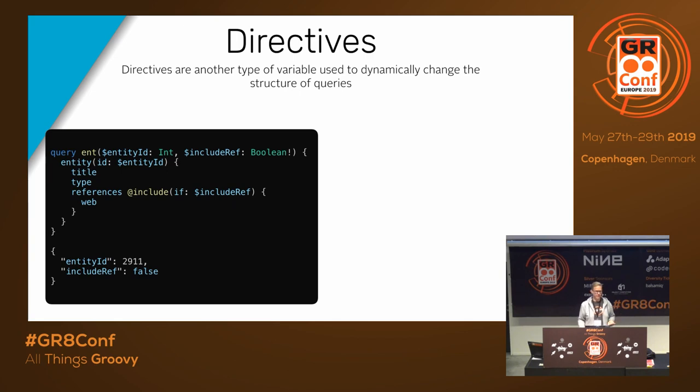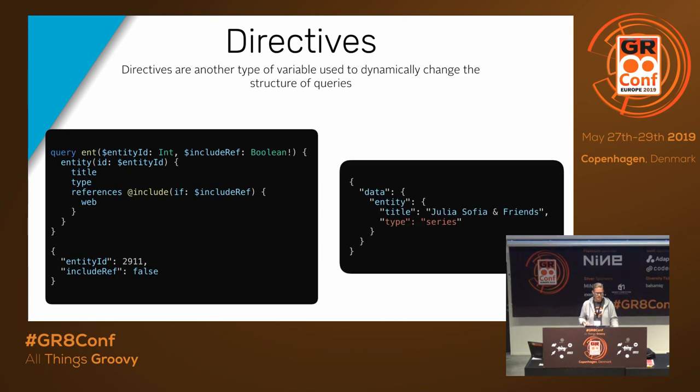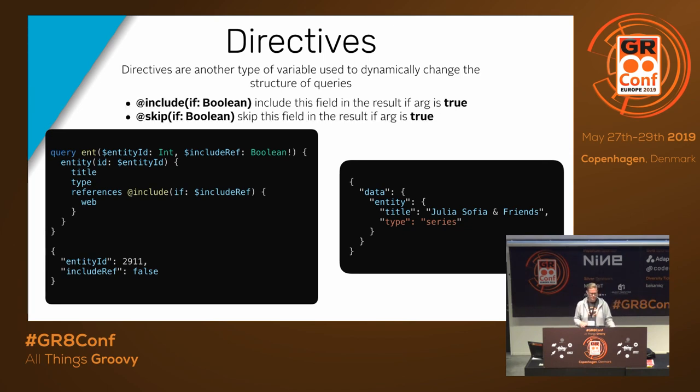And as we can see here, I'm sending two variables. One is the ID, and the second one is include ref false. So I shouldn't receive the reference from the server, and I don't. So that's another type of variable that you can use to leave things out of the response. There's also a skip, to skip the field if it's true. So one is to include it, one is to skip it.